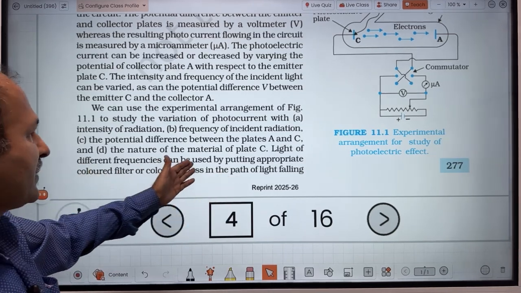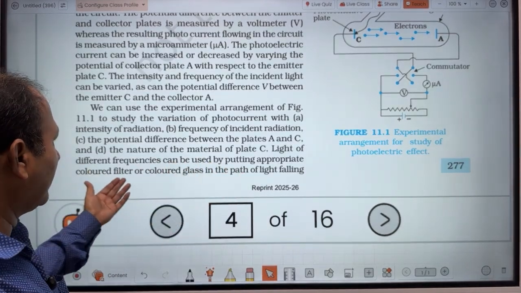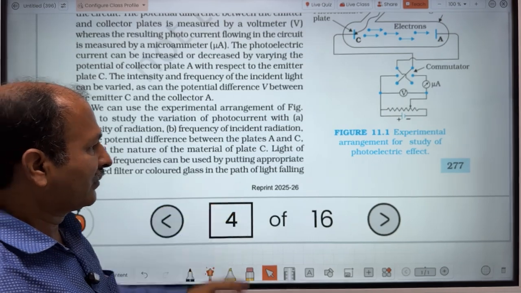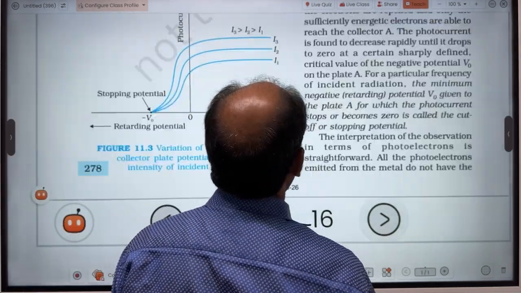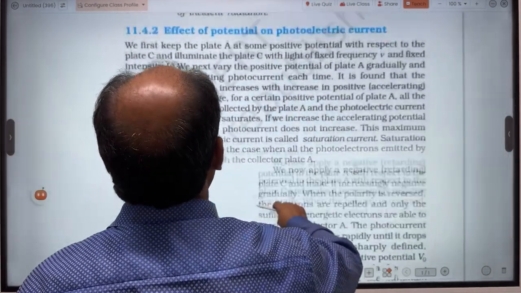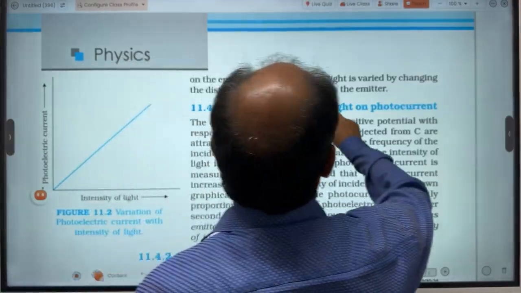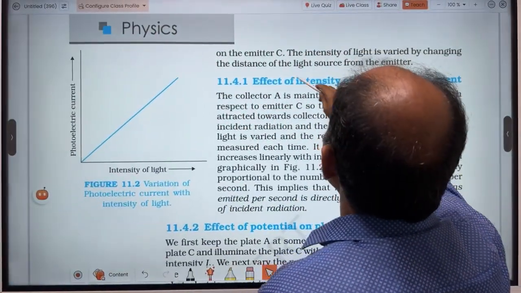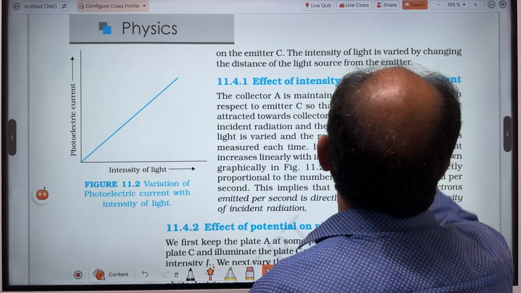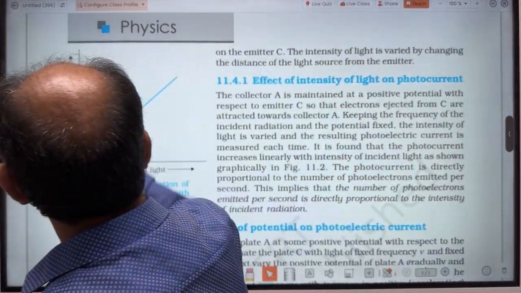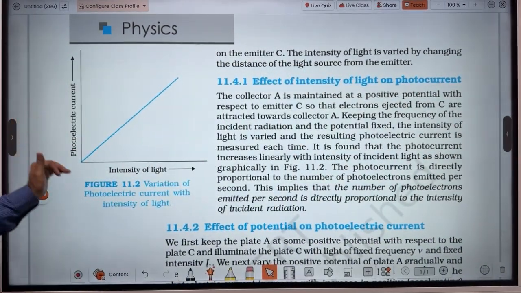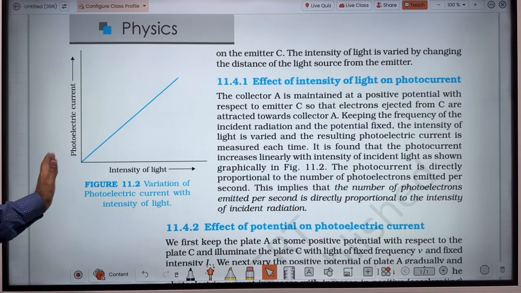Light of different frequencies can be used by putting an appropriate colored filter or colored glass in the path of the light falling on the emitter C. The intensity of light is varied by changing the distance of the light source from the emitter. So here the first graph is observed photoelectric current versus intensity of light. Both are proportional. It means if the intensity of light is increased, then the photoelectric current will increase.